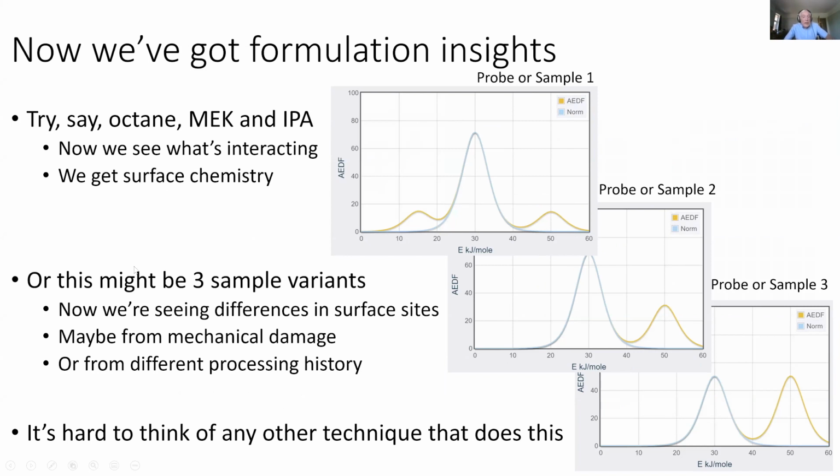So we start to get insights into surface chemistry. Or, as Julien said, this might be three sample variants. We're seeing differences in surface sites, maybe from mechanical damage or processing history. It doesn't matter. By using three very different probes and getting the AEDF, the native AEDF, rather than an abstract surface energy, we're getting insights. And it's very hard to think of any other technique that does this. So although I'm often against bad IGC, I'm very much in favor of good IGC.